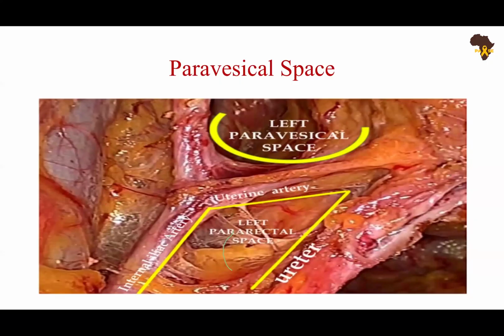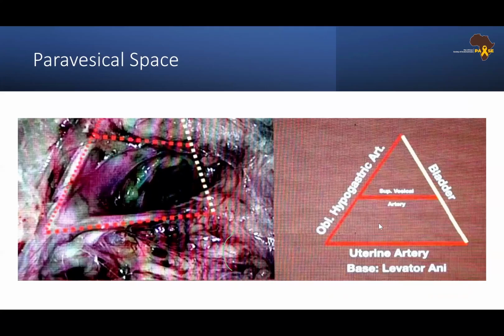The paravesical space. Now, this paravesical space, as we have said, is now anterior to this uterine artery. So this uterine artery separates the pararectal space and the paravesical space. This paravesical space is next to the bladder. So it's paravesical, parabladder. So it's next to the bladder here, and you have the obliterated hypogastric artery on this side. This with one structure crossing over in between that is called the superior vesical artery.